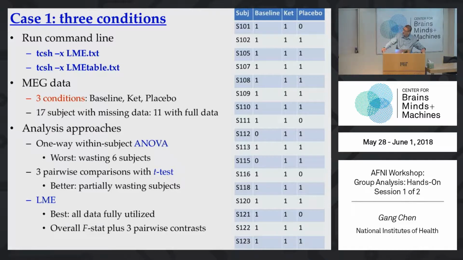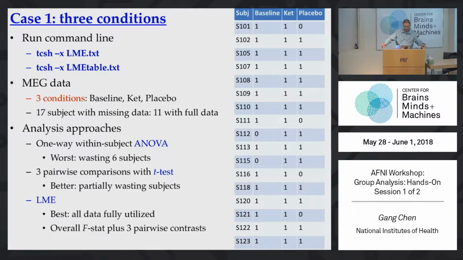The special thing about this case is that we have some missing data. As you can see on the right-hand side, it lists the data structure. Depending on the condition, some subjects don't have data available, which is typical in a longitudinal study. For example, for the baseline condition, subject number 12 does not have data. For ketamine, all subjects do have data. But for the placebo part, 4 subjects have missing data.